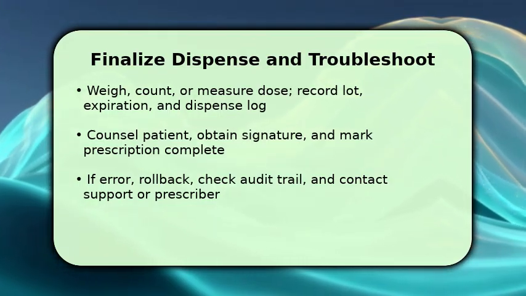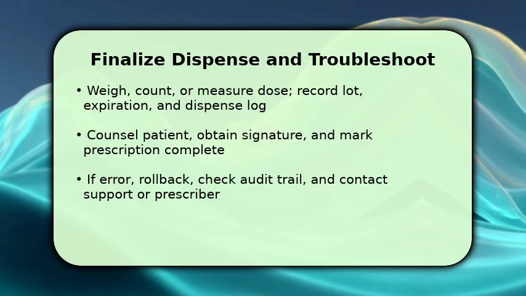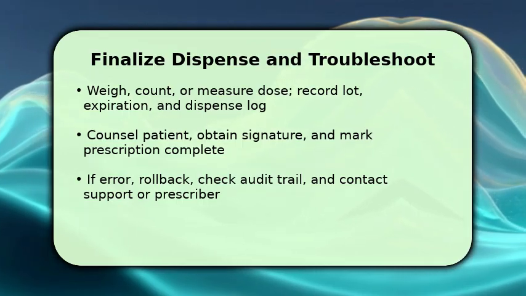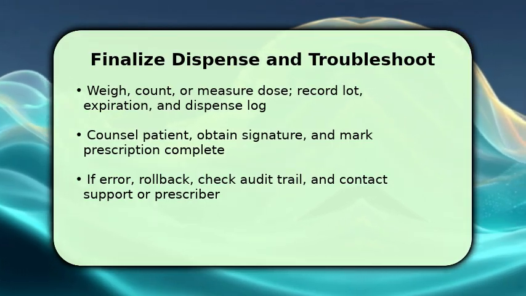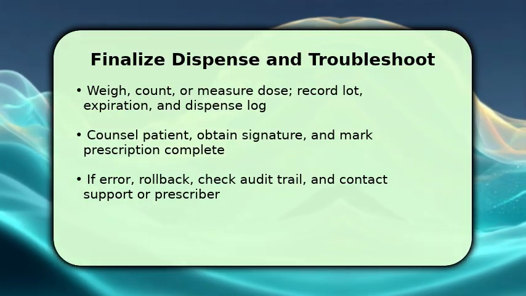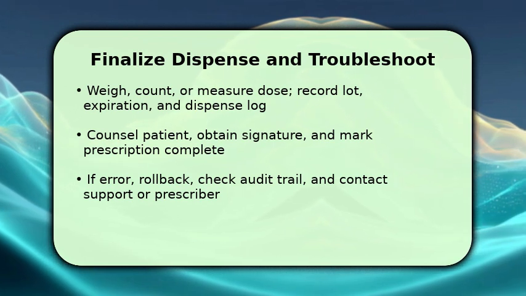If something goes wrong, say a mismatched label or failed claim, roll back the transaction, review the audit trail for the last changes, correct the data, and contact support or the prescriber if you cannot resolve the discrepancy immediately.